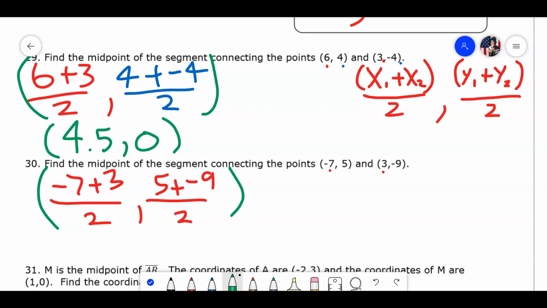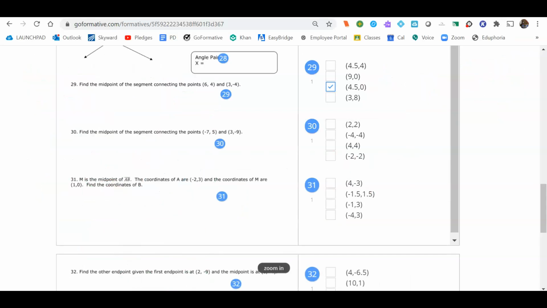All right, and so when I reduce it, negative 7 plus 3 is negative 4. Negative 4 divided by 2 is negative 2. 5 plus negative 9 is negative 4. Negative 4 divided by 2 is negative 2. All right, so for number 30, I got negative 2, negative 2. There it is.